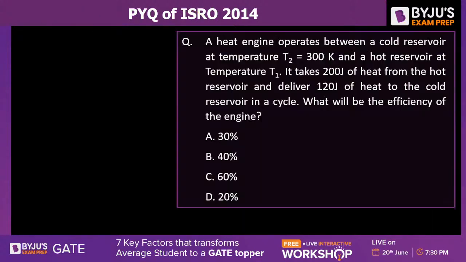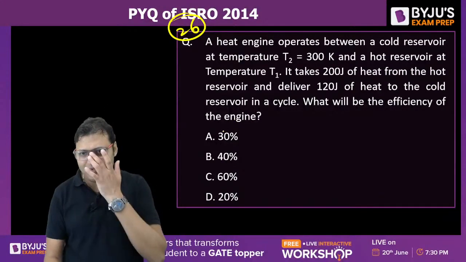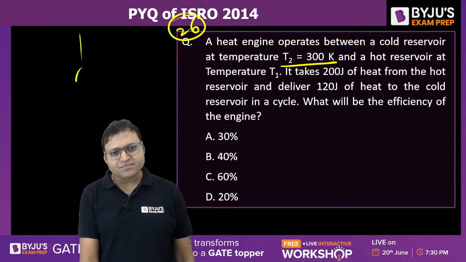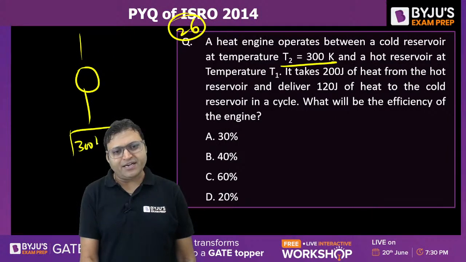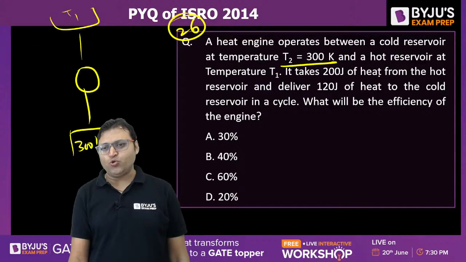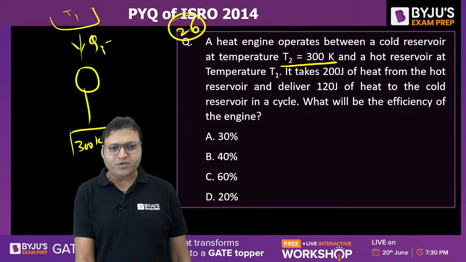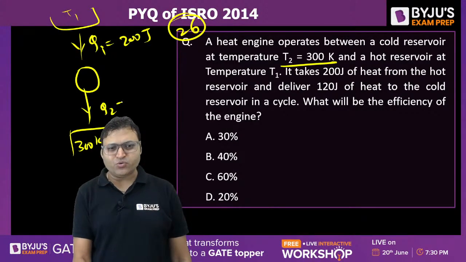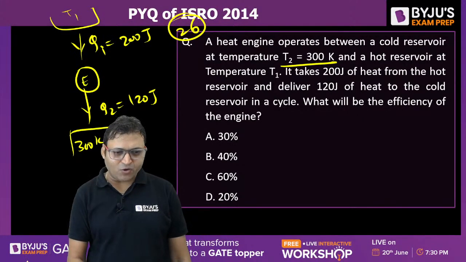Let us move to the second last question from my side, question number 26. Very, very simple. A heat engine operates between a cold reservoir at a temperature T2, that is 300 Kelvin, and a hot reservoir at temperature T1. It takes 200 joule of heat from the hot reservoir, Q1 is equal to 200 joule, and delivers 120 joule, Q2 is equal to 120 joule, of heat to the cold reservoir. So if it is an engine, can we find out the work?